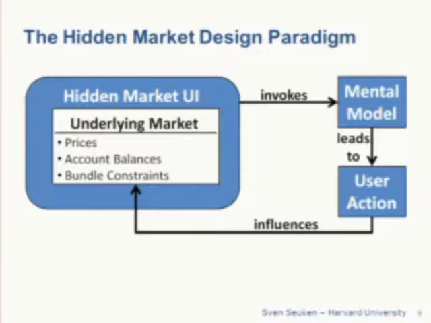So this is a different high-level view of how I'm thinking of the task of designing the hidden market user interface. We might have a very complex underlying market with changing prices and account balances and bundled constraints. And the UI designer's task will be to design a hidden market UI that's wrapped around the complex market, only exposing a simplified interface to the user, to then invoke a particular mental model leading to a user action, which in turn still influences the underlying, potentially complex market. And the trade-off will generally be between simplifying the UI further, but without losing too much of the potential economic benefits of the market in the first place.